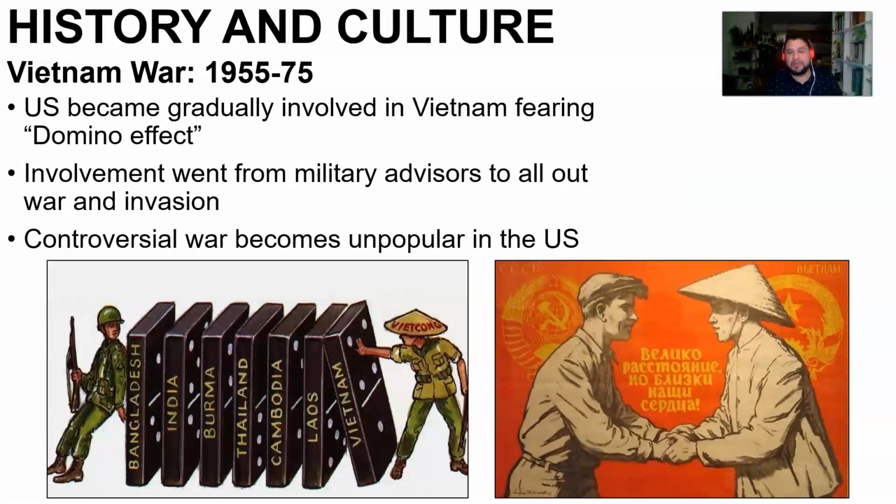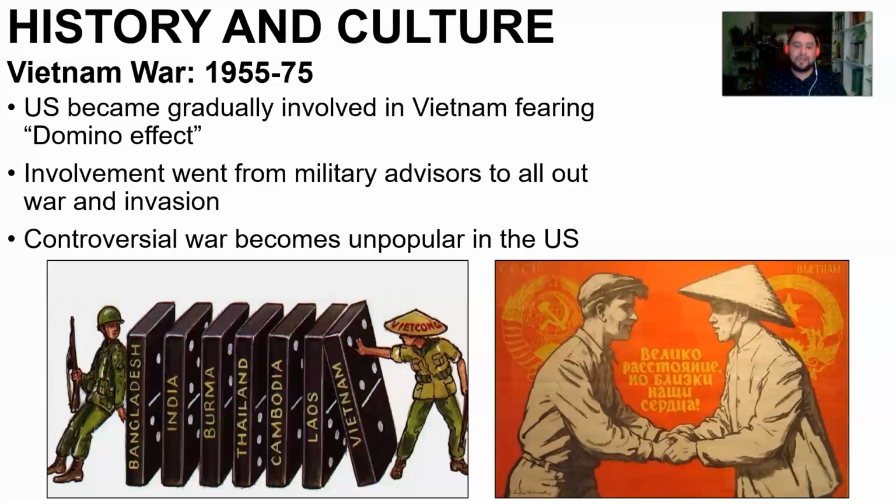The U.S. basically becomes afraid that if North Vietnam wins the war against South Vietnam, this is going to trigger a domino effect. And this leads to the idea of the domino theory, which is basically that if Vietnam becomes a communist country, because remember, China had just become a communist country after the victory of the communists against the nationalists in 1949, I believe, right?